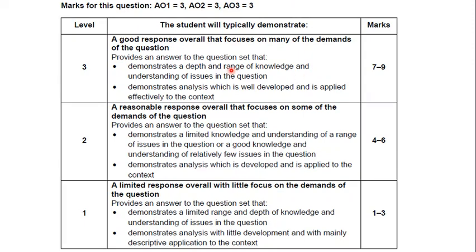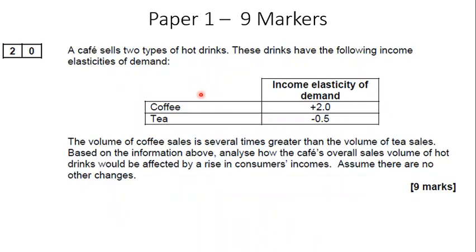How do you get into the top band? Well, you demonstrate a depth and range of knowledge and understanding of issues in the question. In other words, you understand the topic that they're assessing you on. And then you build a chain of argument which is relevant to the context that they have provided. So if we go back to that question, the context in this case is a cafe selling coffee and tea, and the volume of coffee sales is several times greater than the volume of tea sales.